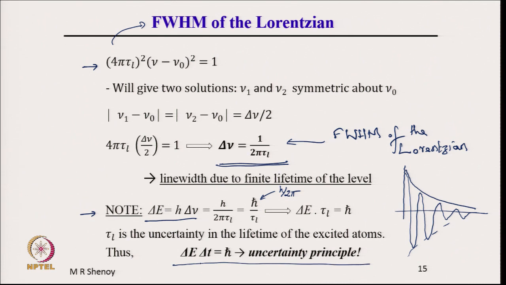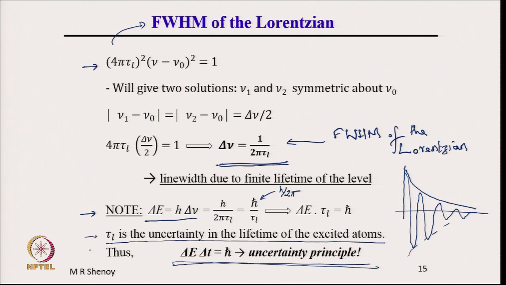principle in quantum mechanics. We have not used quantum mechanics anywhere, we have done only the classical approach and simple frequency spectrum approach associated with modulation, amplitude modulation, and we get an expression which is consistent with the uncertainty principle in quantum mechanics, where delta E into delta T is equal to h cross. This comes out because tau L is the uncertainty in the lifetime of the excited atoms.